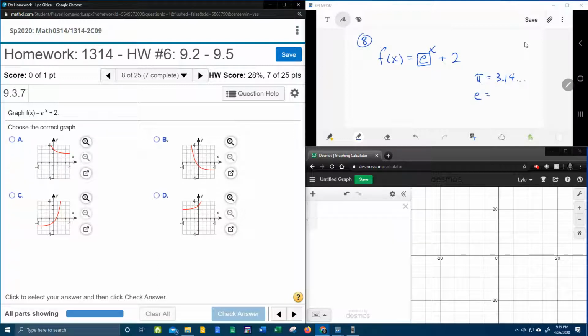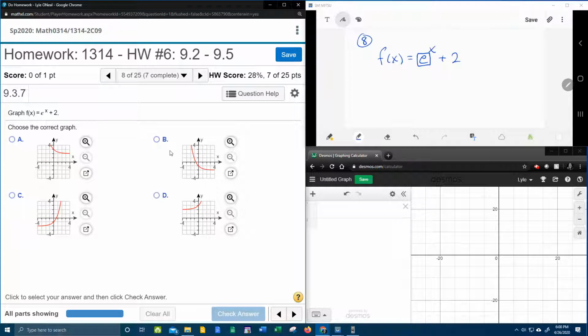e is similar to pi. e is also irrational. It's a non-repeating, non-terminating decimal number, and e is 2.71828, blah, blah, blah, more stuff. So just understand that e is like pi in that it's an irrational number. e is a symbol that represents a number. So what am I trying to say? e is not a variable. e is a constant. It's a number. And now that we know that, we can actually go and find what they want us to find.